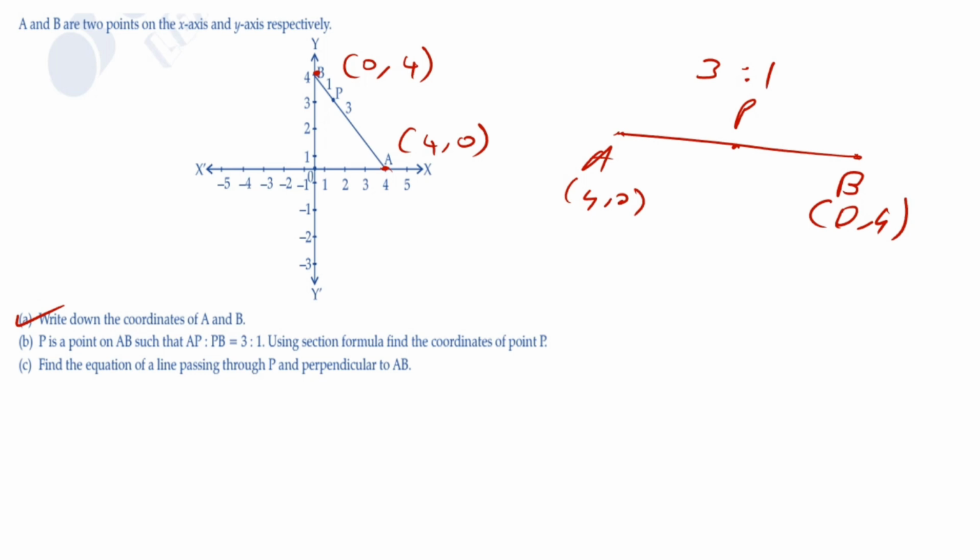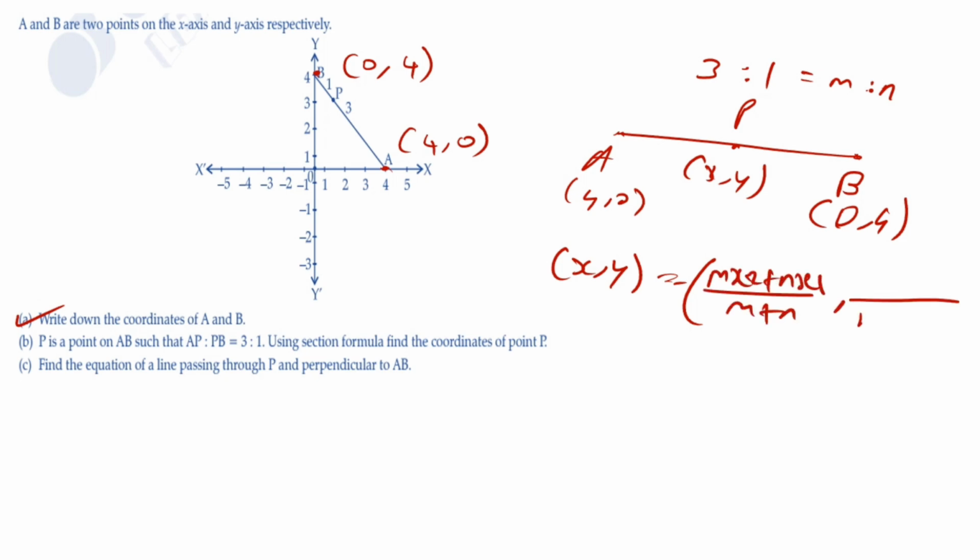We know the section formula. Let's say the point is (x, y), and the ratio is m to n. So (x, y) will be (mx2 plus nx1) upon (m plus n). Similarly for y, the denominator is m plus n, and the numerator is my2 plus ny1. Here (x2, y2) and (x1, y1) are the two points.